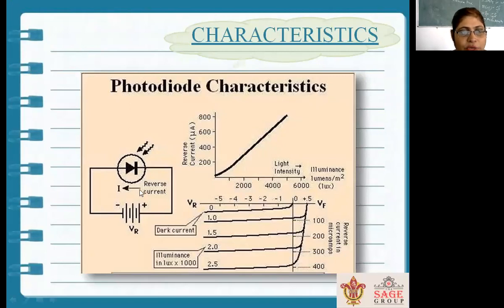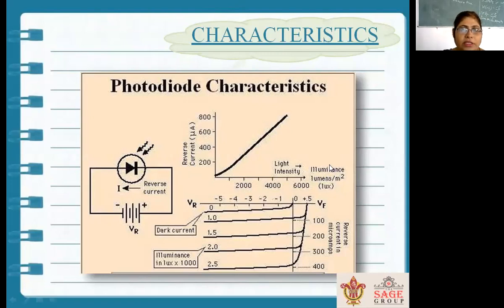So these are the characteristics you can see here. This is the symbol of the photodiode. The photodiode is connected in reverse bias mode. The negative terminal of the supply is connected to the anode and the positive terminal is connected to the cathode. When the photodiode is reverse biased, obviously the depletion layer width is very high. So a very small current will be flowing, or we can say a reverse saturation current, or simply reverse current, is flowing through this. The value of this current is very small. This is in microamperes.